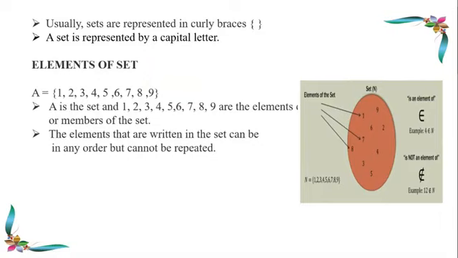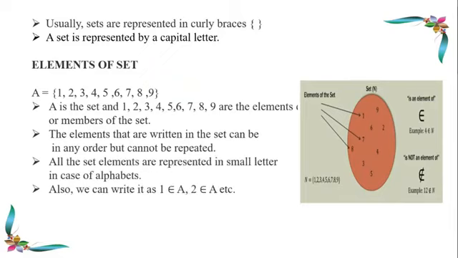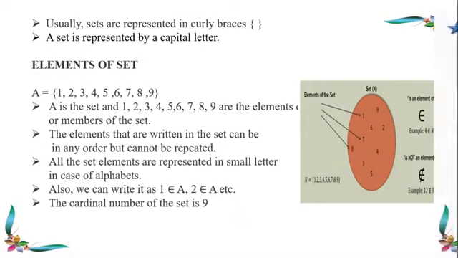The elements written in the set can be in any order but cannot be repeated. All the set elements are represented in small letters in case of alphabets. For example, 1 belongs to A, 2 belongs to A, etc. The cardinal number of the corresponding set is 9, that is, the number of elements in the set.